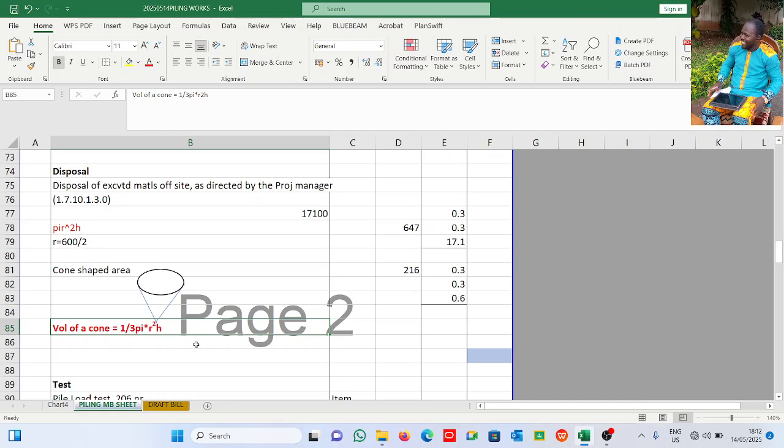Now you see QS and maths, they go hand in hand. 1/3 pi r squared. The same thing I'm going to do here. R is 600 divided by 2, diameter over 2, which is what I have here. H is the depth, which is the 600 mm.